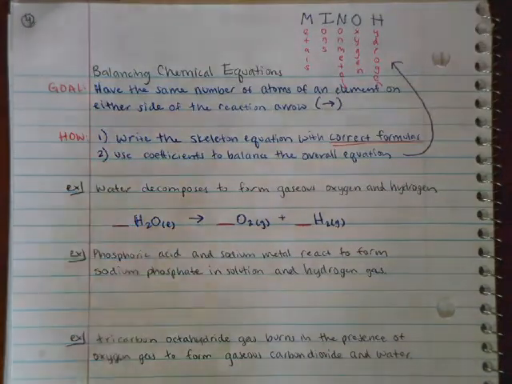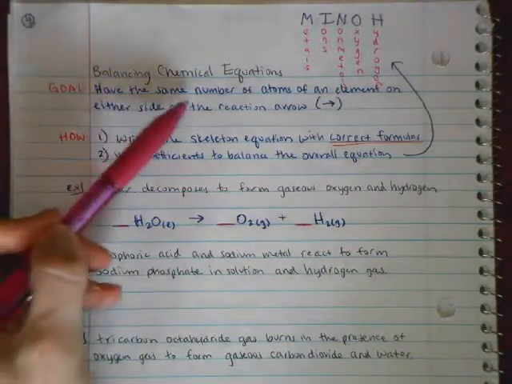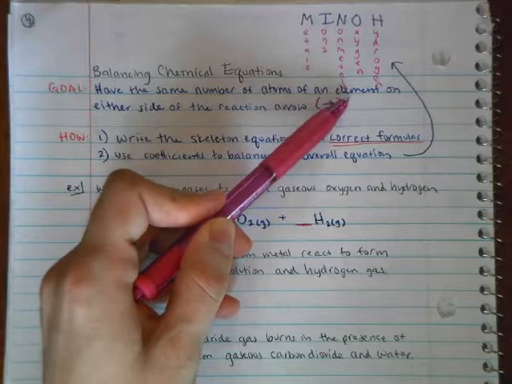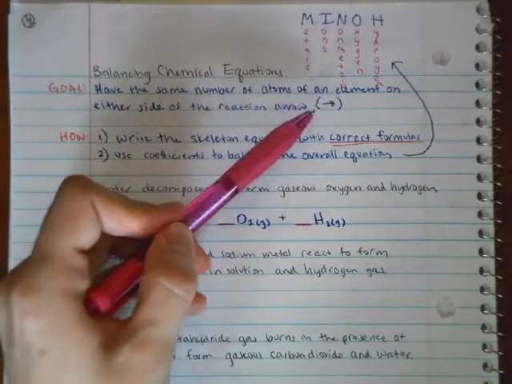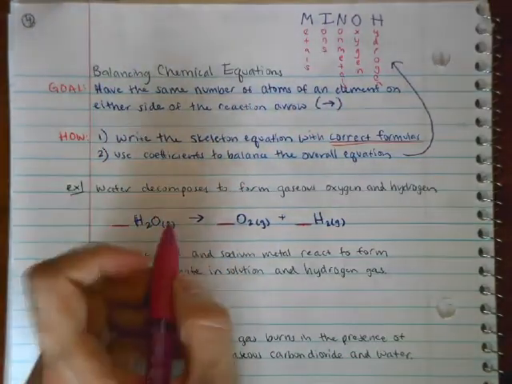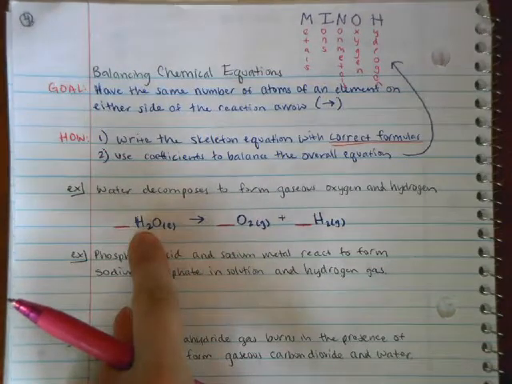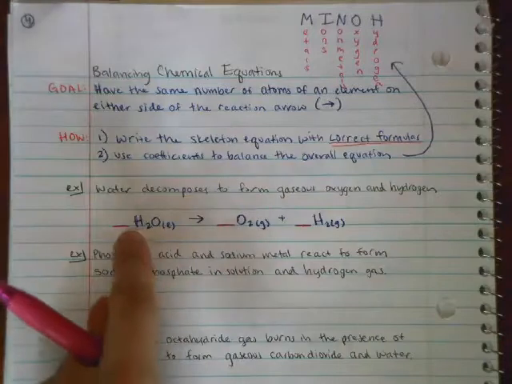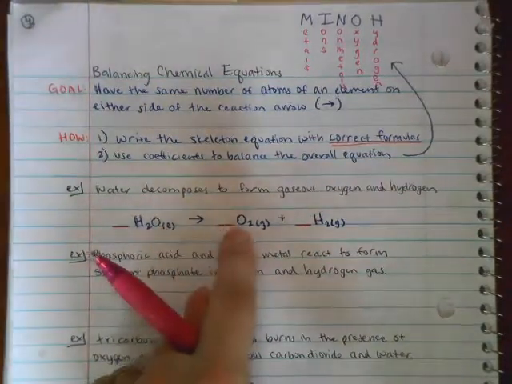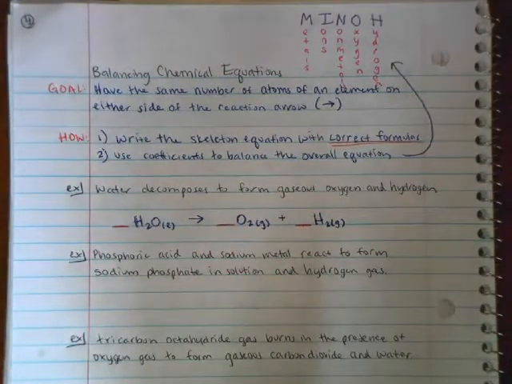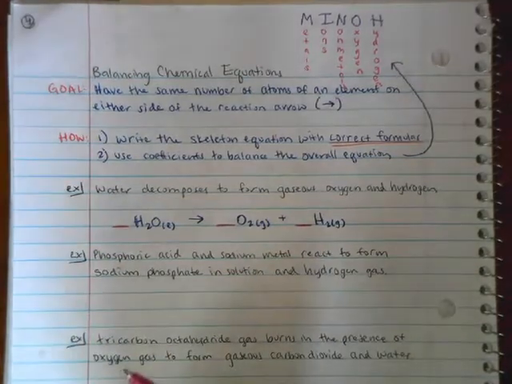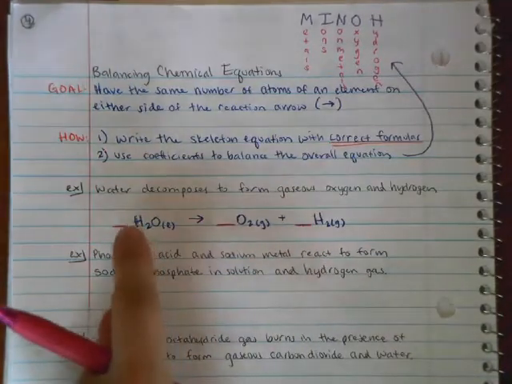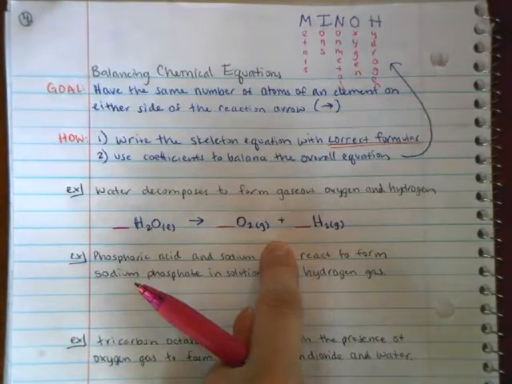Now, notice up here it says have the same number of atoms of an element. That doesn't say of all elements. What that means is if I have 2 hydrogens on the left, I need to have 2 hydrogens on the right. That does not mean I need to have 2 hydrogens and 2 oxygens and etc. So all elements don't have to be the same as each other. Just one element has to be the same on one side of the arrow as on the other side.